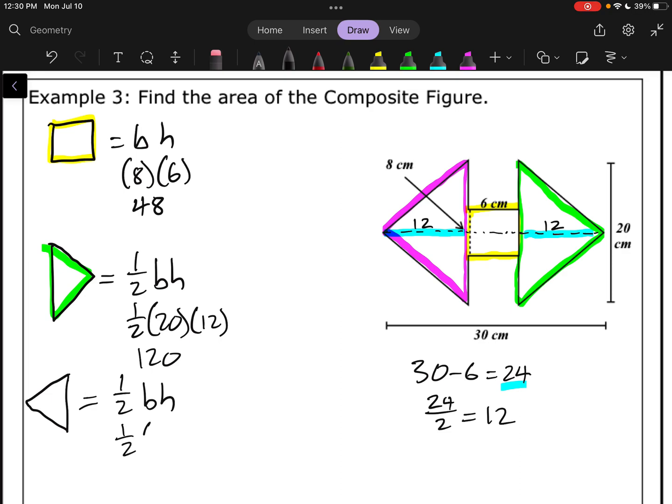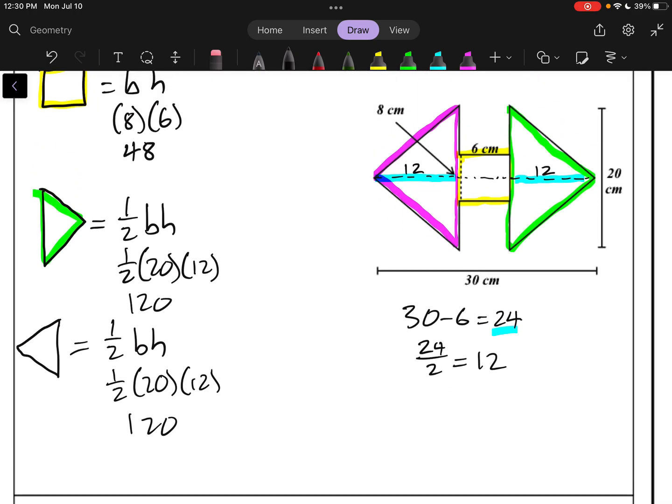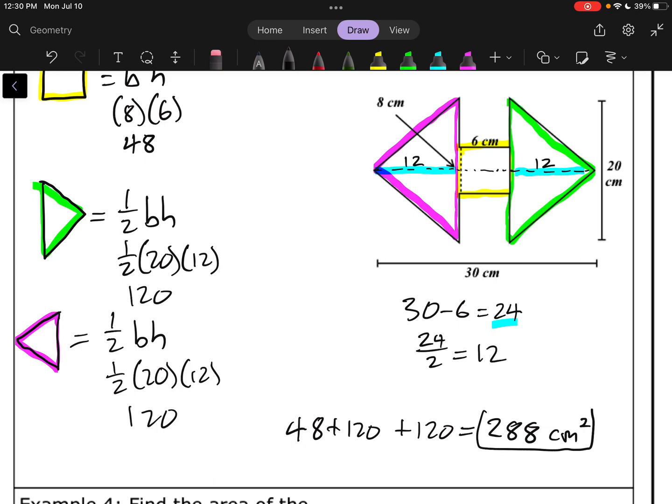So that would be 1/2 times 20 times 12 to also get 120. And then I'll just need to do 48 plus 120 plus 120. And that is going to give me 288 centimeters squared. Pretty crazy. I think that's what we got on the last one.